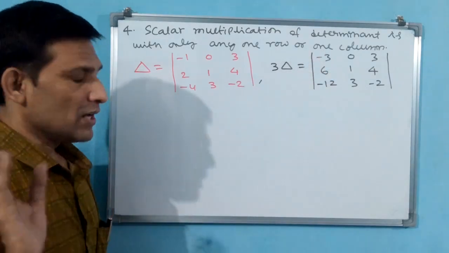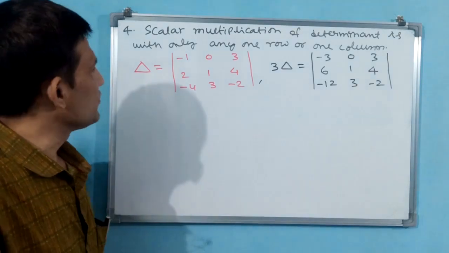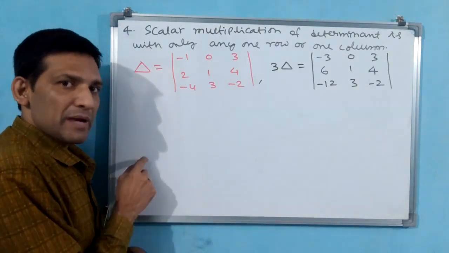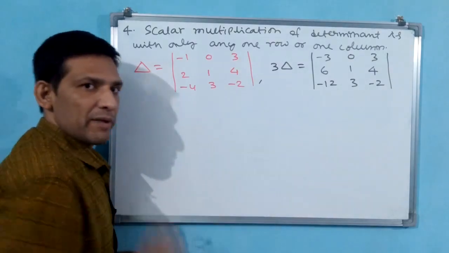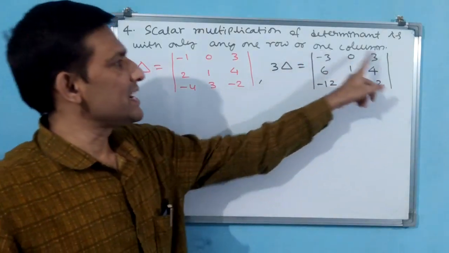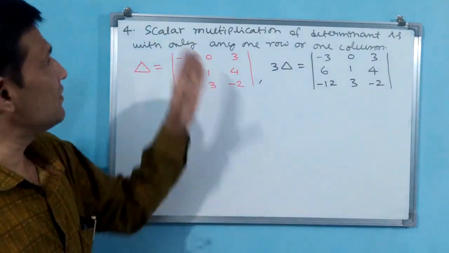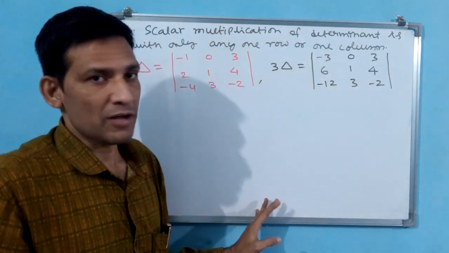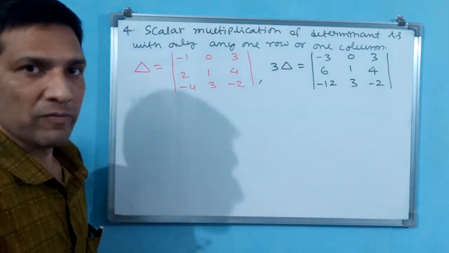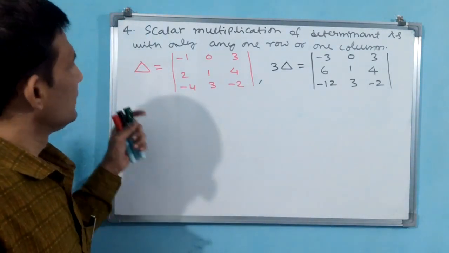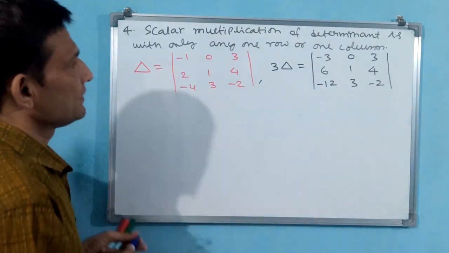Now how to prove this? See what we do. We will find this delta, multiply it with 3, and keep that value aside. And we will find this 3 delta. The 3 delta and this delta multiplied by 3 should come same. Then we can say that this has been verified. Not proved, verified. Again we will go for proof. Let us find first delta.